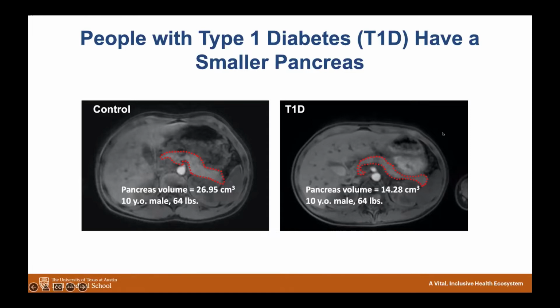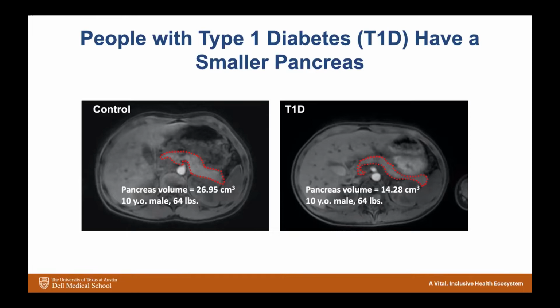Conversely, if we look at the pancreas of a 10-year-old boy who has type 1 diabetes, he weighed the exact same amount. He'd just been diagnosed with type 1 diabetes about a month prior. So he was newly diagnosed. Again, I've outlined his pancreas in red, and I think it's readily apparent that his pancreas is much smaller. We talk about this fattened banana shape in the control pancreas. In individuals with type 1 diabetes, it tends to be this compressed shape, and it especially seems like it's swished through the body of the pancreas.